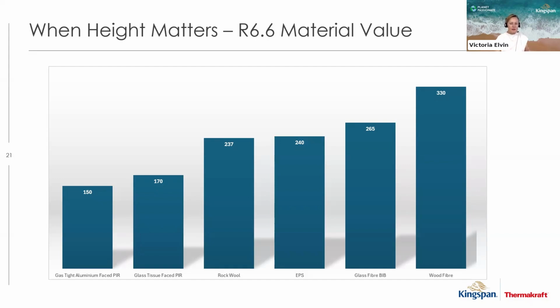An EPS would be considered a thermoplastic material, and thermoplastic materials in a fire will simply melt away from the fire, whereas a PIR is a thermoset material, which means that it will char in the presence of fire. So they have very different performance in terms of fire.